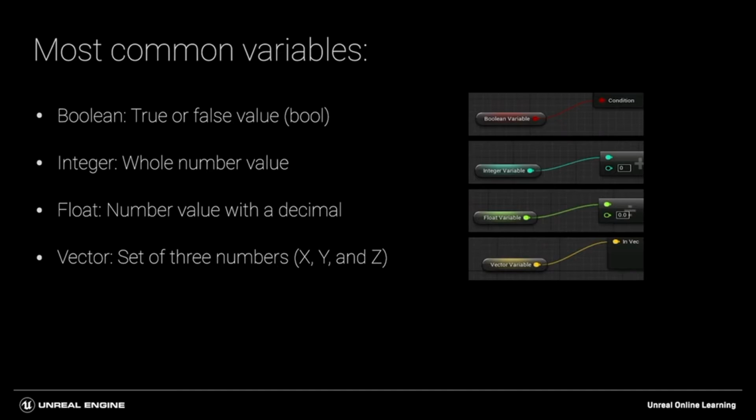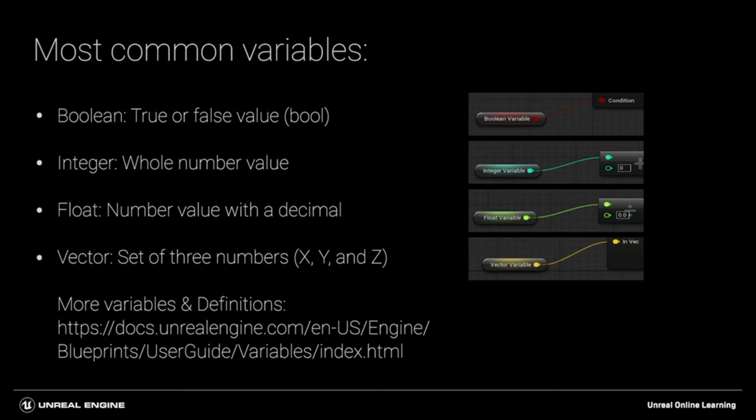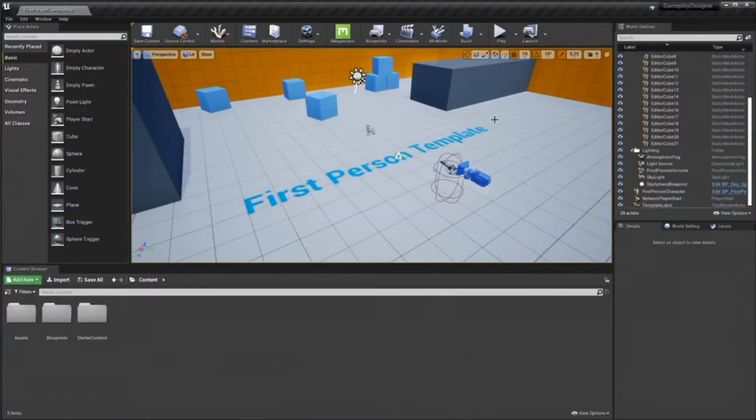And last, we have a vector, recognized by its yellow color. This is a set of three numbers which can be used for a lot of different things. Vectors are also used to indicate actors' positions in the world, where X, Y, and Z all represent the dimensions in the game world. If you'd like to get a better understanding of more common variables, you can check out the official Unreal Engine documentation. We will now have a look to see if we can recognize some of these variables in our first-person character blueprint.